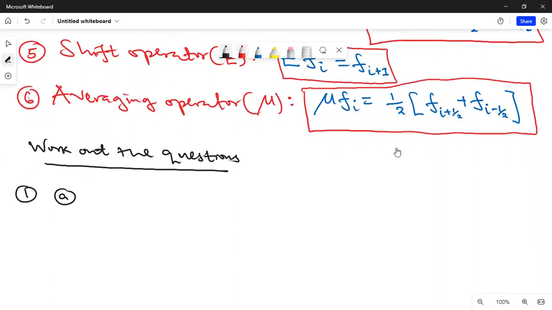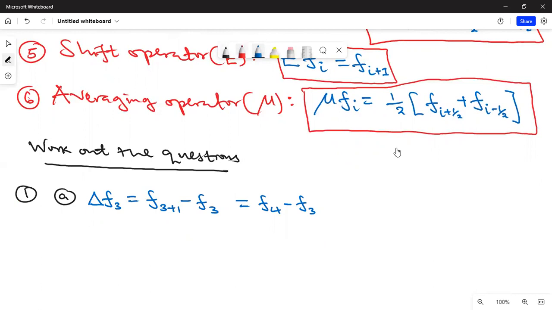We need the forward difference of F3. Look at the definition of forward difference of Fi. In this case, i is equal to 3. So it will be, remember it is Fi plus 1, so that will be F of 3 plus 1 minus F3. So this is the same as F4 minus F3. And that's the same as h, the step size.